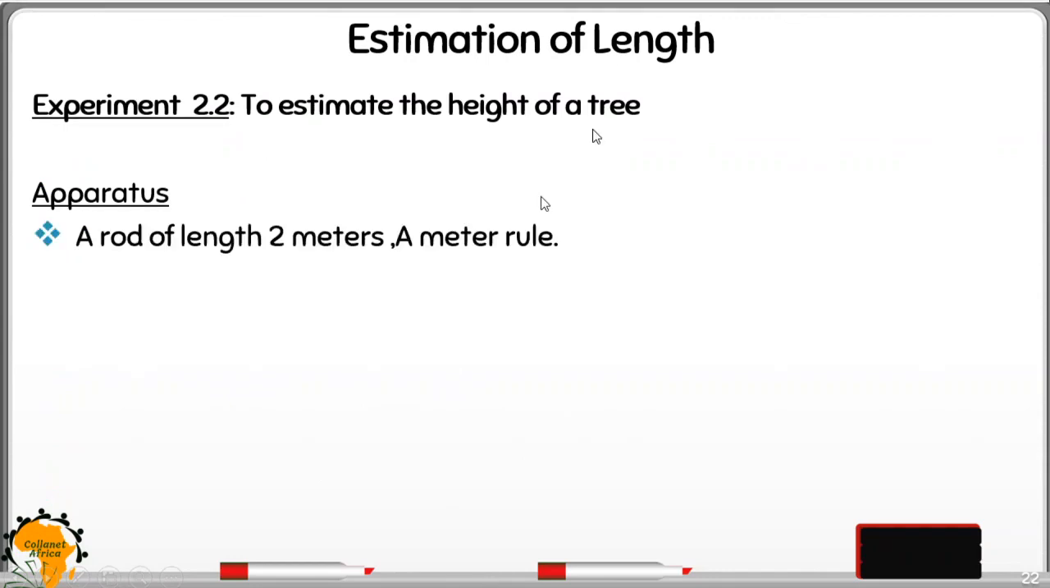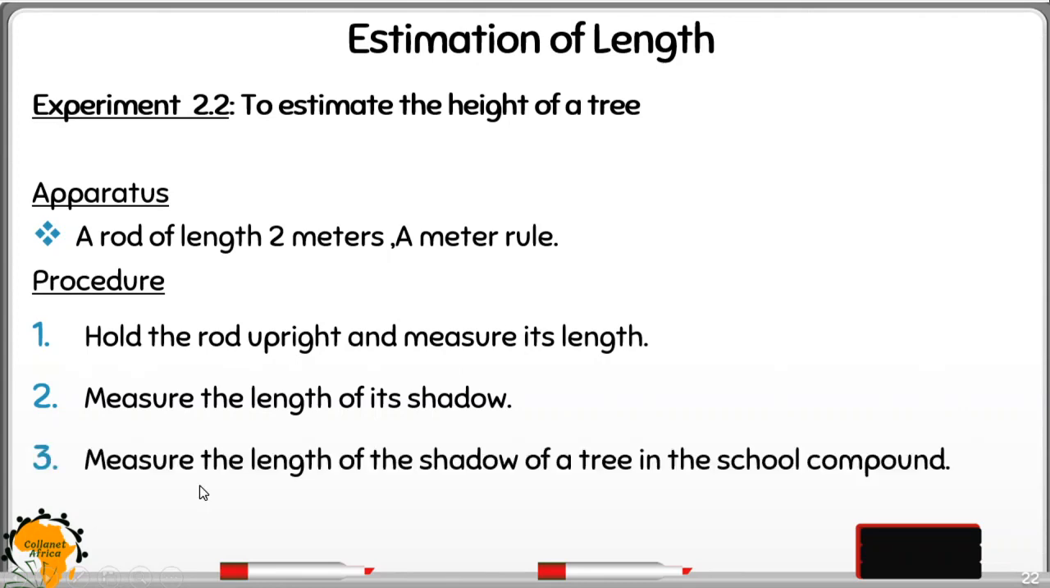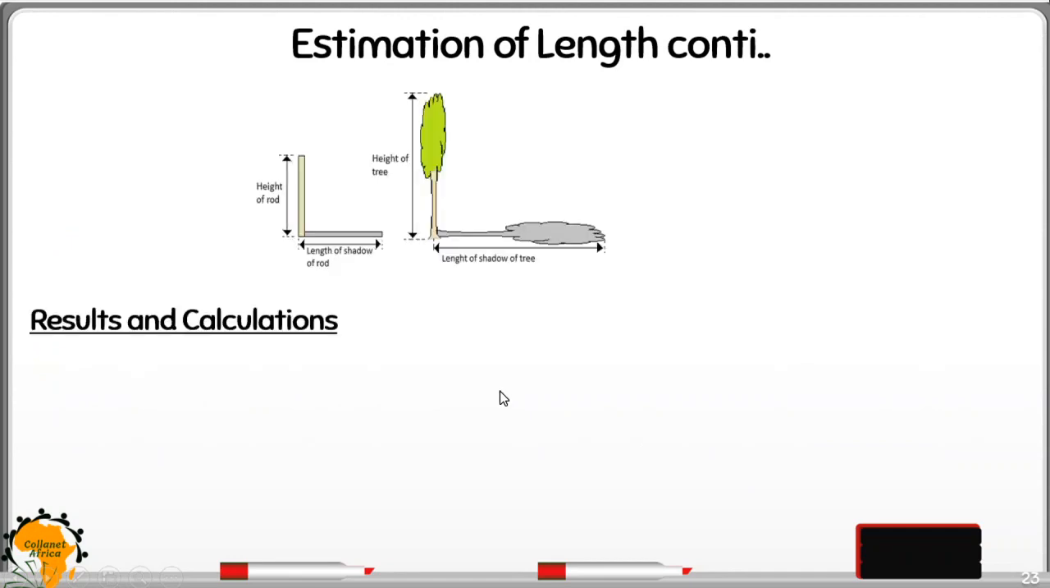To estimate length, we have another experiment. We want to estimate the height of a very big tree in our school compound. So procedure number 1: hold the rod upright and measure its length. Then measure the length of its shadow. You have measured the rod that is upright and you have measured the length of the shadow. Then measure the length of the shadow of the tree. This tree is in our school compound and we have this as our diagram.